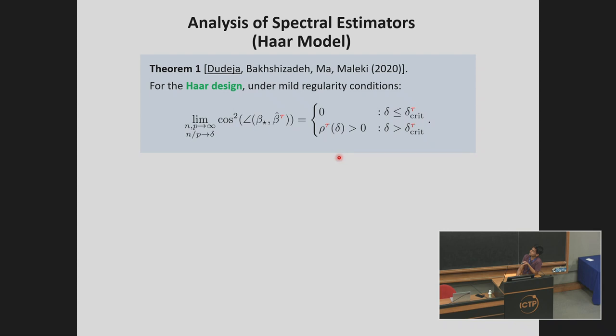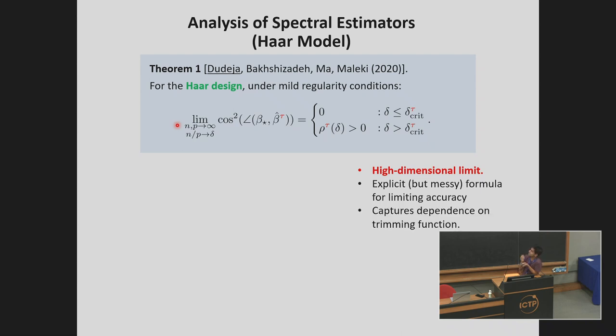And above the critical threshold, it converges to an explicit function, which I'm calling rho. I haven't written down the formula for rho because it's complicated. As I mentioned, the result is proved in the high dimensional limit when you let both n and p go to infinity, such that the ratio converges to a constant delta. The explicit formula is messy, so I've just told you its main feature. The spectral estimator had a tuning parameter tau, the trimming function, and the limiting performance depends on tau. Both the critical threshold delta crit and the limiting accuracy above the critical threshold are explicit functions which depend on the trimming function tau that you decided to use.